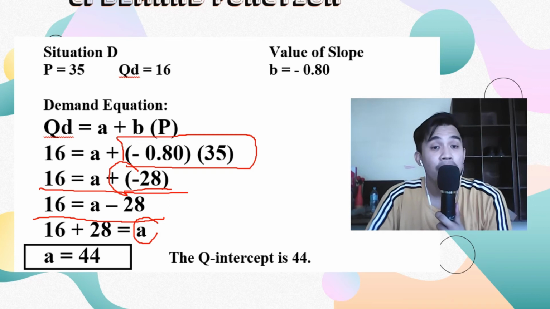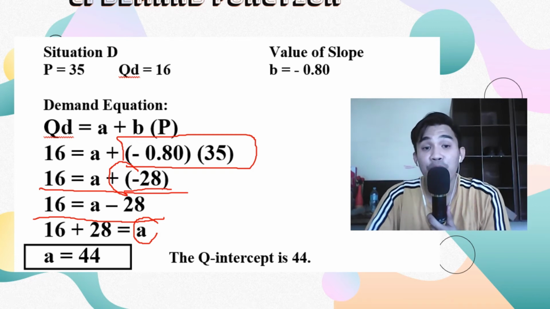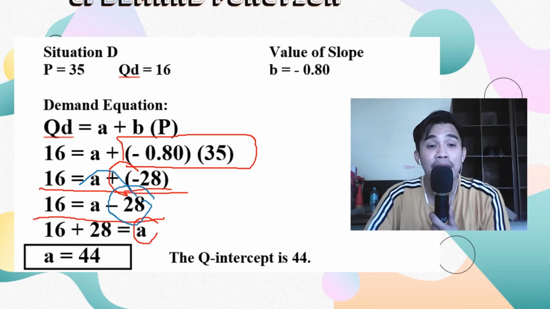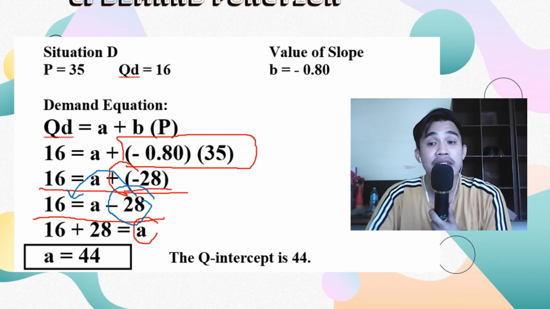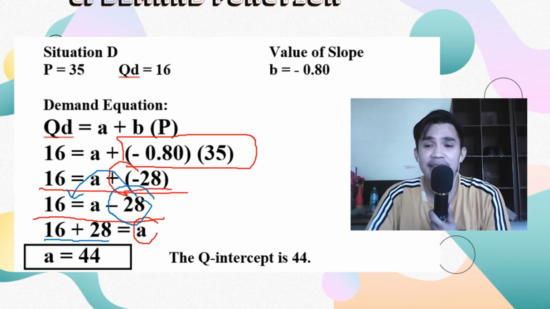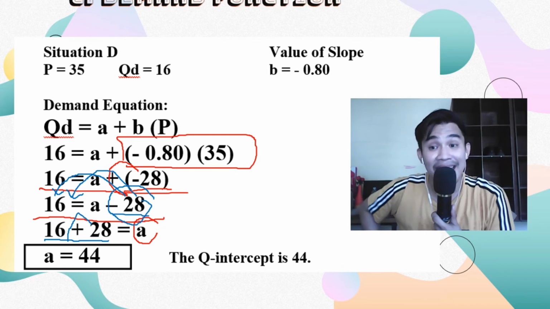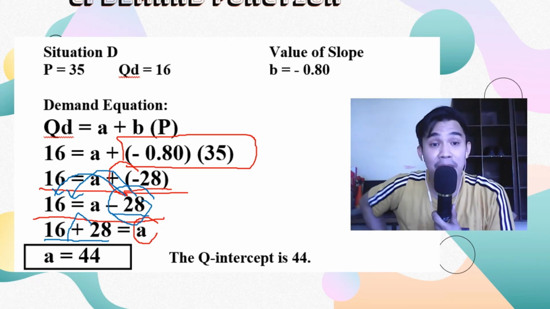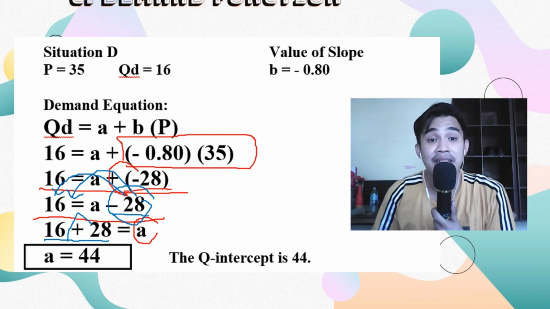So, ayan. All we need to do now is we are going to transpose. Sino ang i-transpose natin? Si negative 28 doon sa kabila because we are going to combine like terms. Okay? So, ang magiging result niyan would be 16 plus 28 is equal to A. Ayan. So, we can now combine 16 and 28. Now, question. Sir, bakit nagiging plus? Diba negative 28? Diba remember, when you are going to transpose a number, ang sign niya is mag-change. So from negative, it becomes positive. That's why from negative 28, it becomes positive 28.